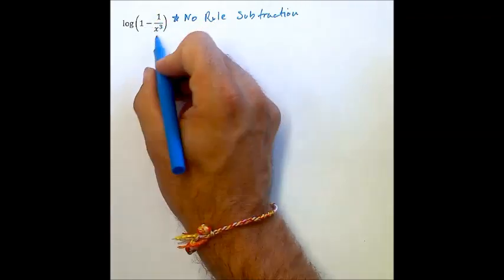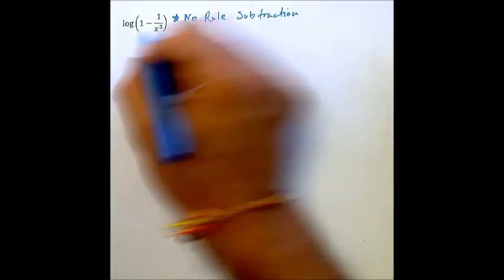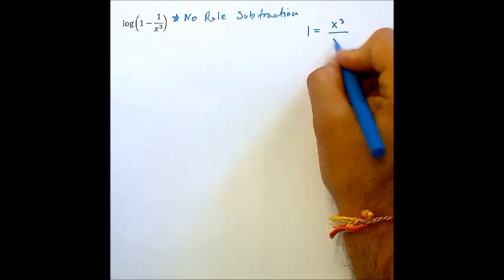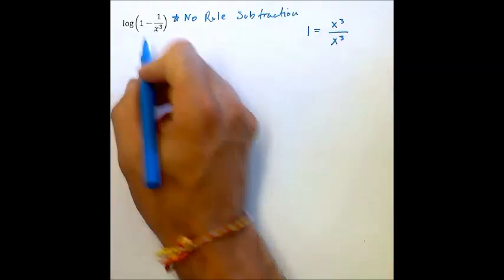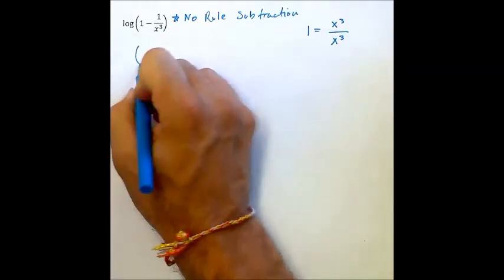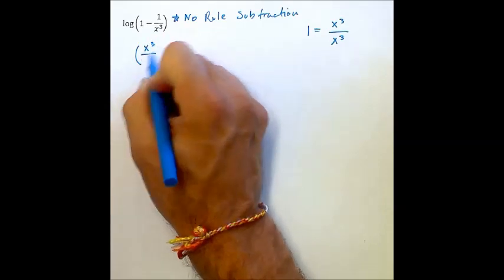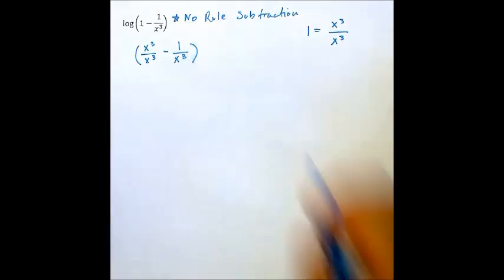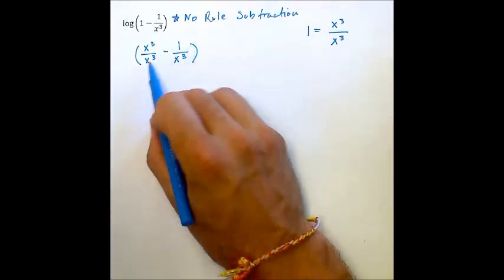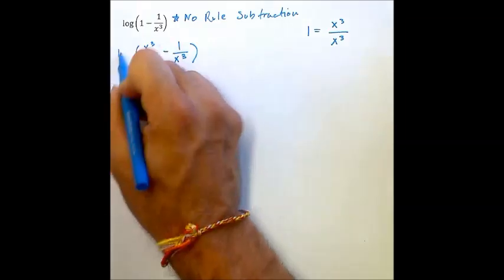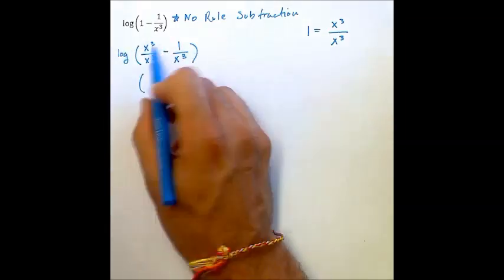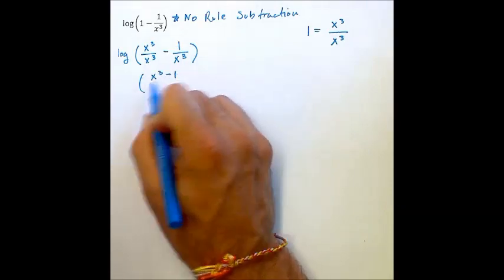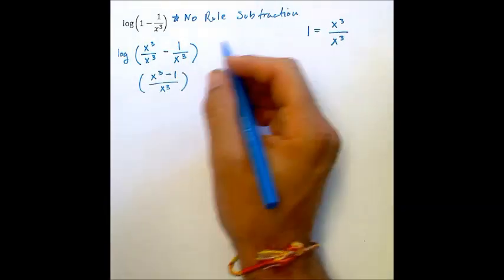So what we're going to do is change this 1 to an x^3 over x^3. This is the same thing. So we're going to rewrite this as x^3 over x^3 minus 1 over x^3. Okay? And now that I have the same denominator, there's a log here, what I can do is evaluate the top number over the bottom number.